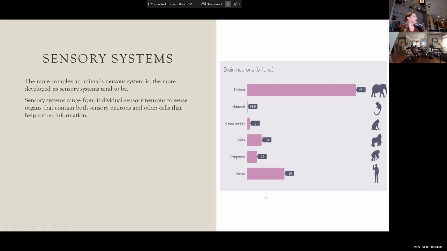Obviously, it's not as complex as ours. It can't do all the things ours can do. You can't show the elephant a book and say, read this. That's not going to happen. If the elephant looked at this slide, it won't know what that is. It won't be able to interpret it at all. But it will remember you and your face because they're really good at that.